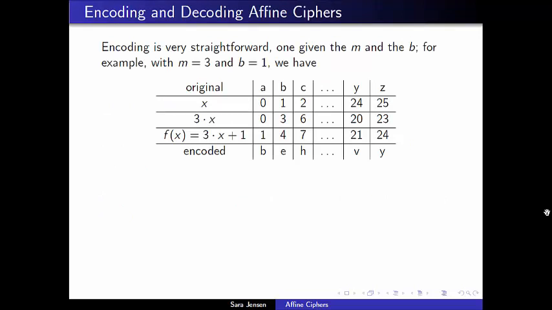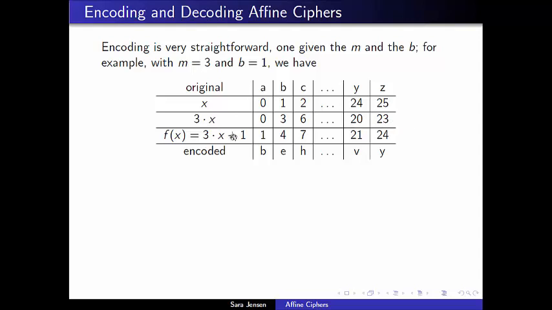So I wanted to give you just examples of encoding and decoding these affine ciphers. Encoding is very straightforward. If you're given an m and you're given a b, I'm going to use an example where m is 3 and b is 1. We take our original letters of the alphabet, we make that canonical association to these numerical values. We multiply them all by 3. Of course, we're welcome to mod by 26 here. Doesn't matter if we mod all at once at the end or if we mod as we go along.